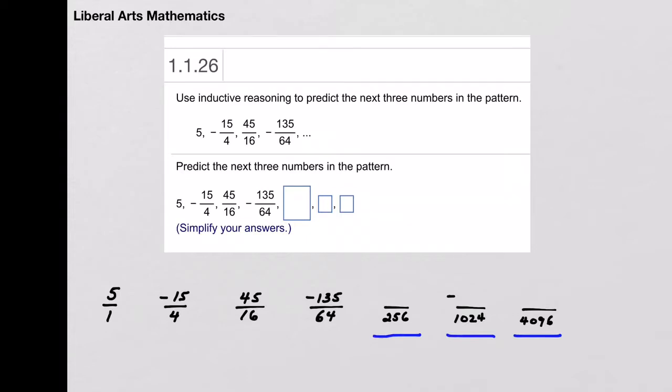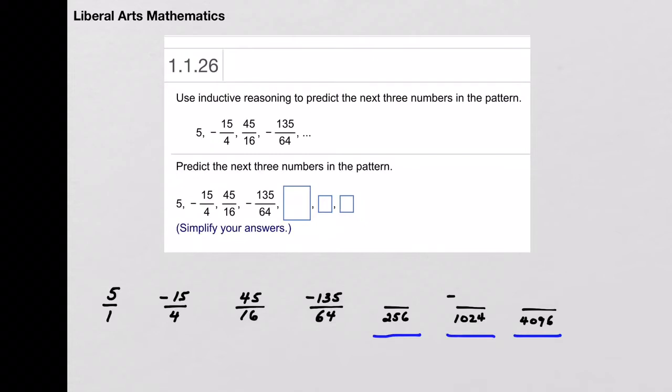5, 15, 45, 135. I can see that 5 times 3 gives me 15, and then 15 times 3 gives me 45, and 45 times 3 gives me 135. So now I'll just construct the numerators by multiplying by 3 each time.